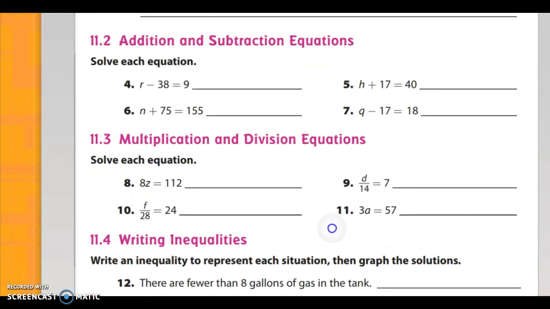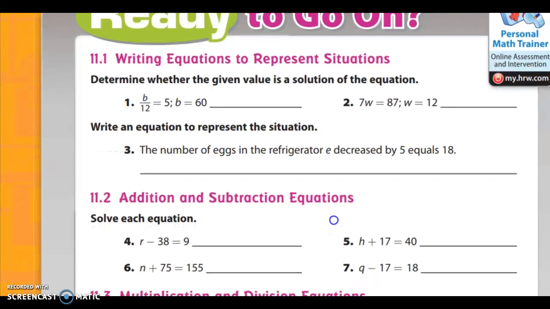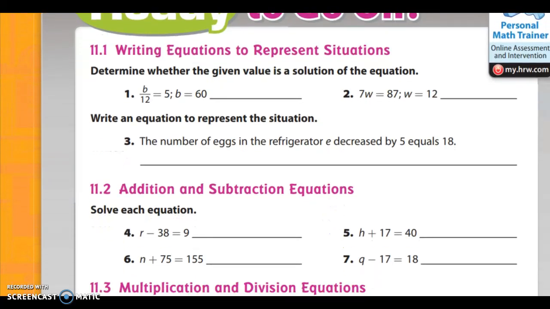11.1. The directions for 11.1 read, determine whether the given value is a solution of the equation. So what we do here is we take the b out and replace it with 60. Is 60 over 12 equal to 5? Well, that means 60 divided by 12. Is 60 divided by 12 equal to 5? Well, I can check that by doing what's 12 times 5. 5 times 2 is 10. 5 times 1 is 5 plus 1 is 6. 6. So the answer is yes. 60 divided by 12 is equal to 5.